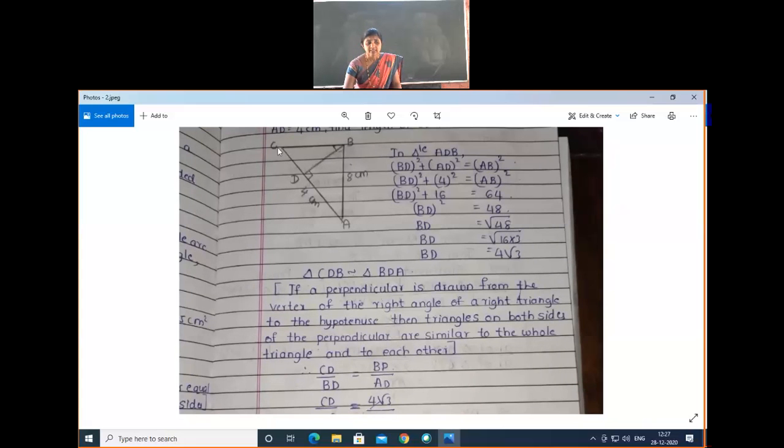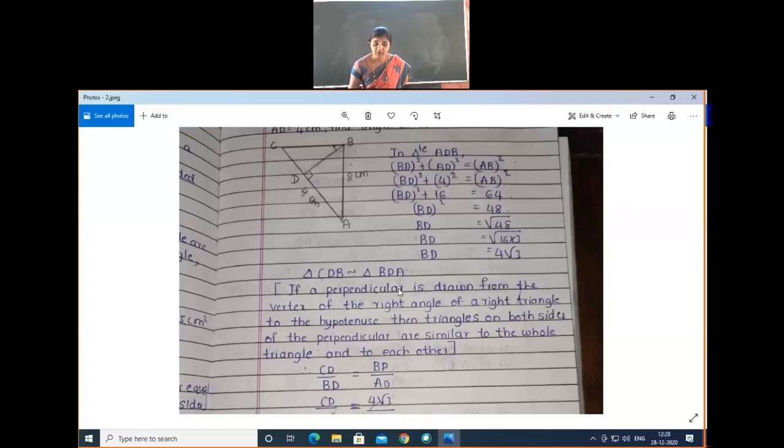Now, triangle CDB and triangle ADB are similar. How can we say that they are similar? I need the explanation from your side. Can we say that triangle CDB and triangle BDA are similar triangles? How can we say the similarity? Yeah, similarity. Here she gave the answer.